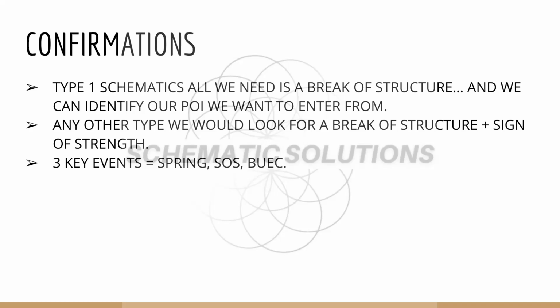So now any other type of schematic, we need our breakup structure and our sign of strength, our exit of the trading range. We need to have no doubt in our mind that buyers are in control. Or if it's distribution, we need our major sign of weakness. We need to have no doubt in our mind that sellers are in control. And then lastly, our 3 key events.